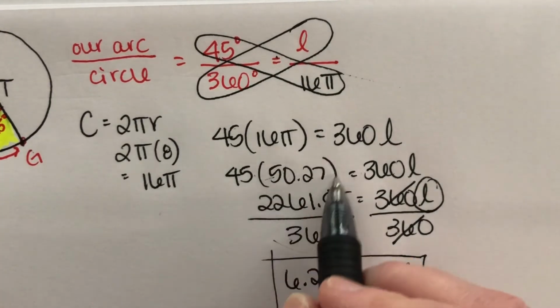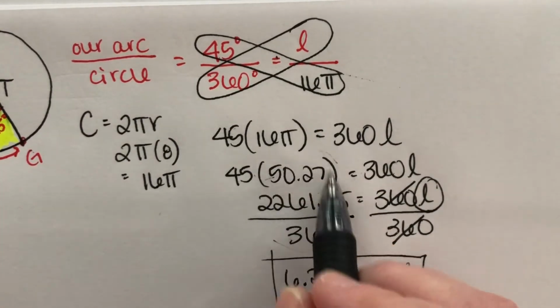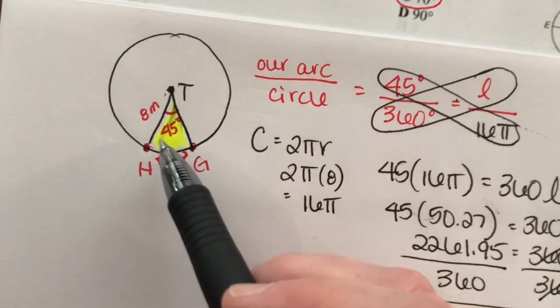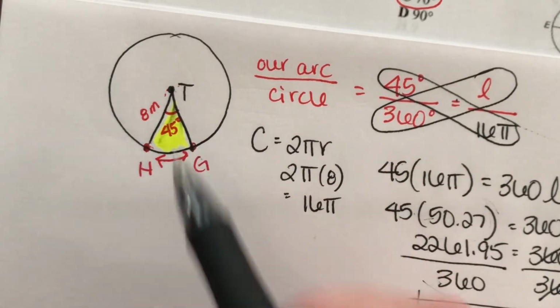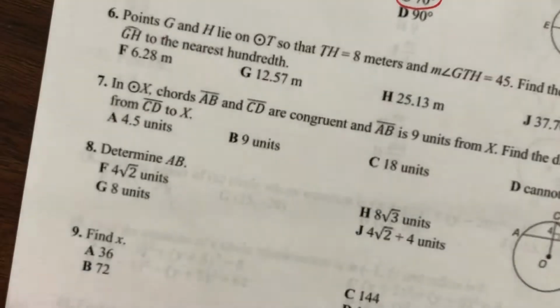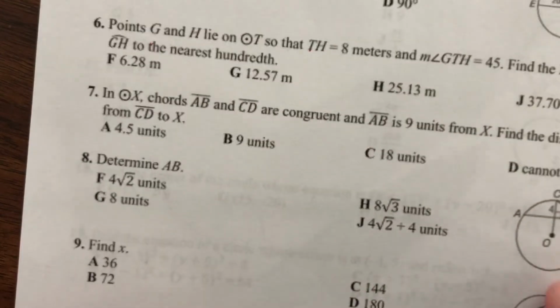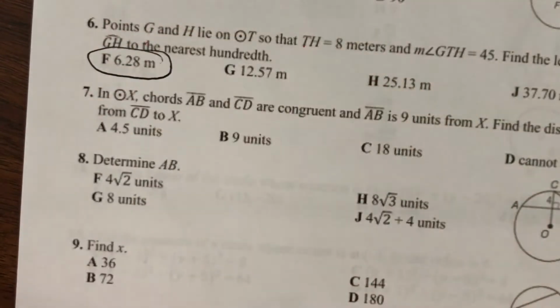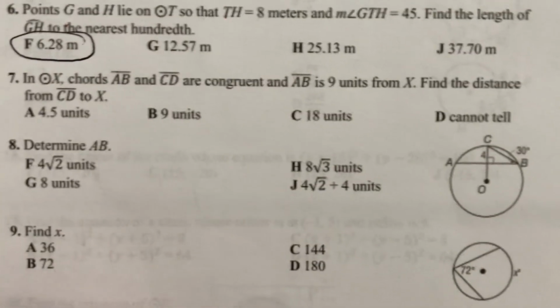The length around the entire circle is over 50 meters. And the length of just my little arc, so 50 meters, this guy is just over 6, like 6 1/4. Okay, so let's look on our test, our review, and make sure that's one of my choices. 6.28 right there. F for number 6. That was a really long one, sorry.